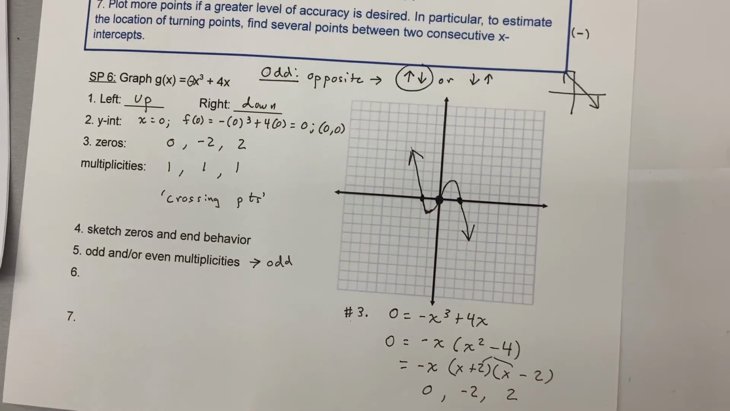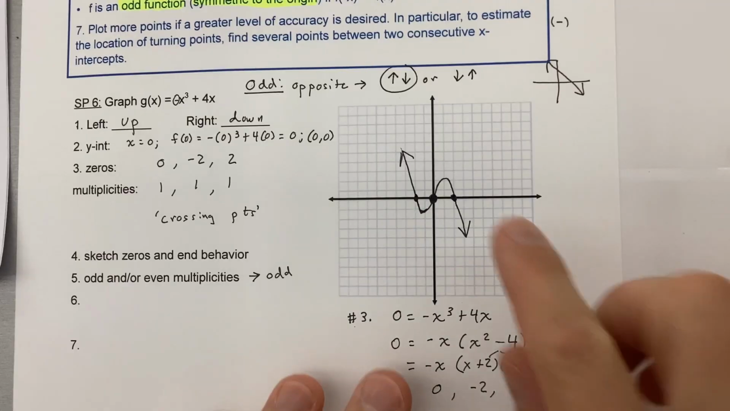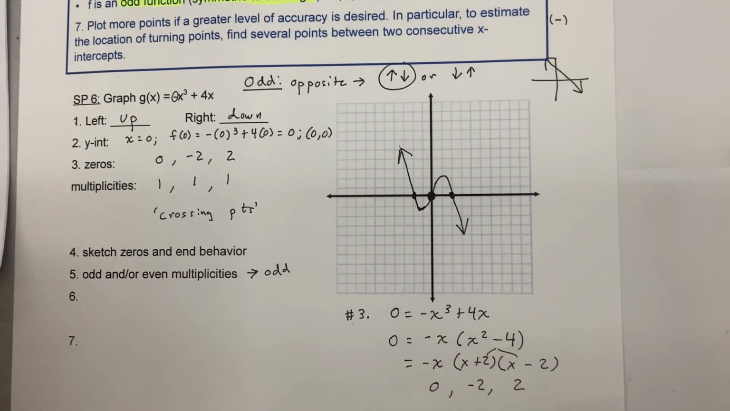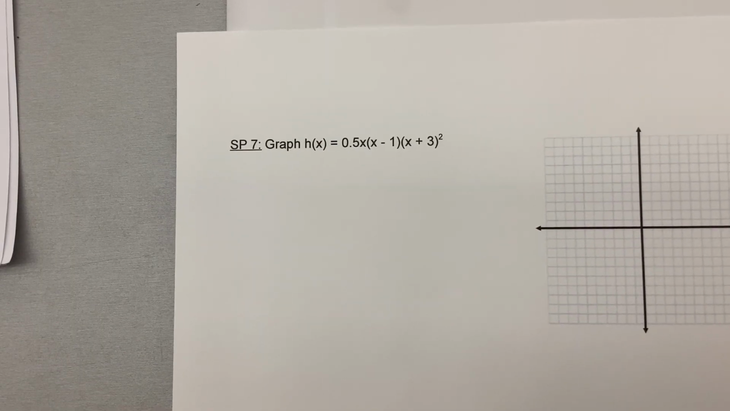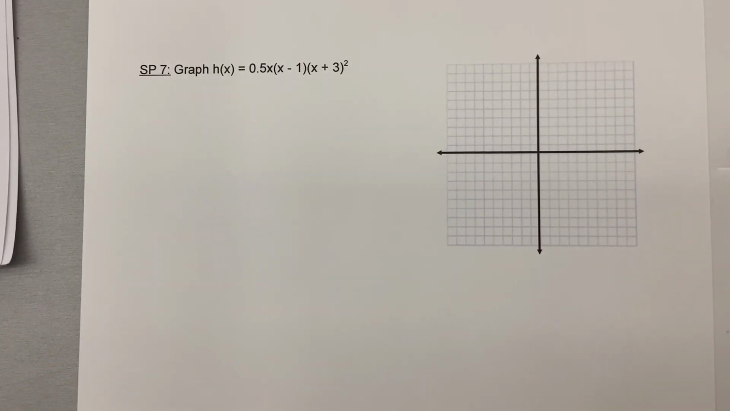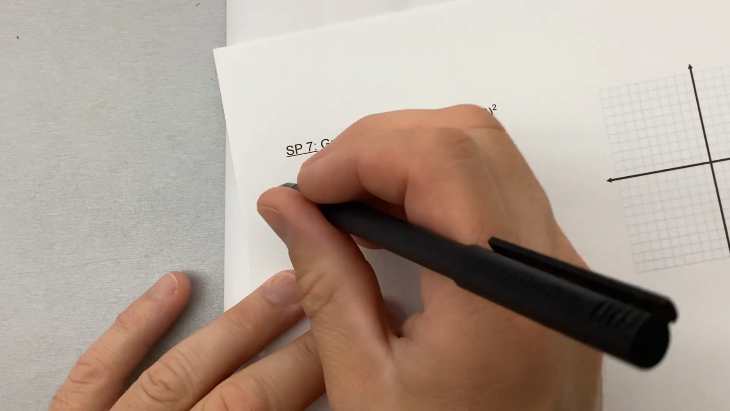So again, the whole idea is, from the skills that we now know, hopefully we can create a general idea of what that polynomial will look like. Let's do one more. We'll move a little quicker here. Number 1.